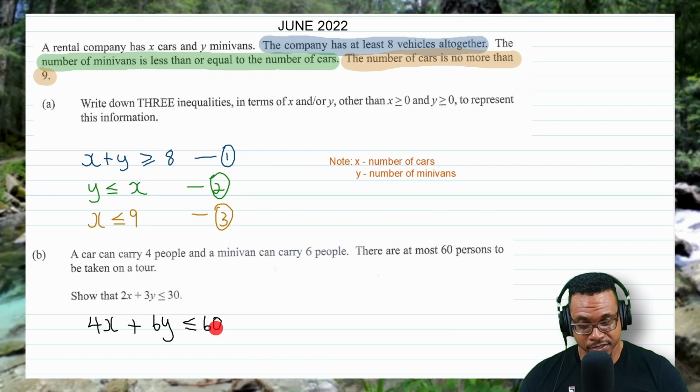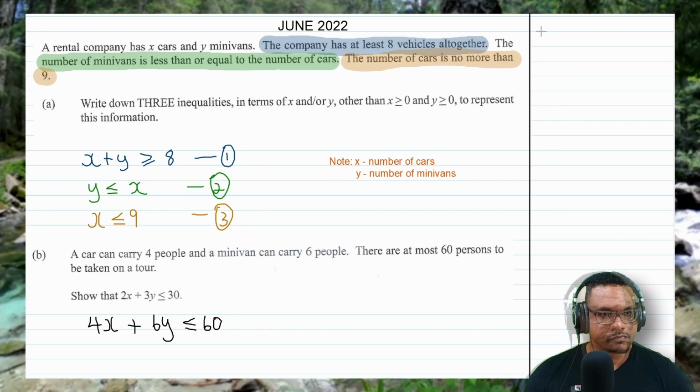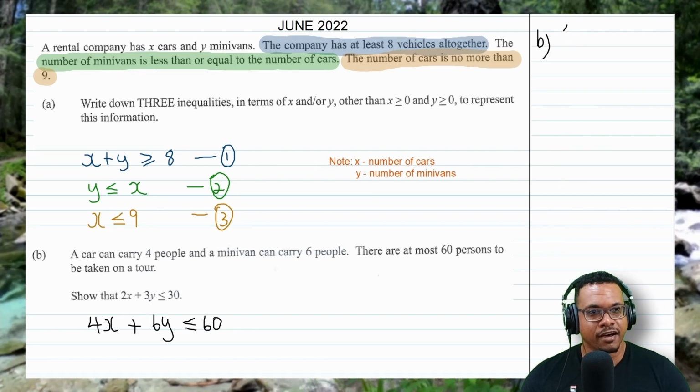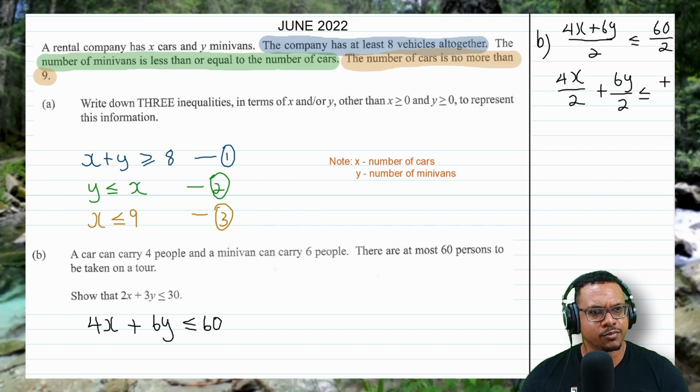All these numbers are divisible by 2. So if you divide 4 by 2, you're going to get 2x, 6 by 2, you're going to get 3y, and 60 by 2, you're going to get 30. So we just divide both sides of the inequality sign by 2. And I'll put that across here, where we have 4x plus 6y over 2 is less than or equal to 60 over 2. So that's 4x over 2 plus 6y over 2 is less than or equal to 60 over 2. So divide this by 2 and you're going to get 2x. Divide this by 2, you're going to get 3y. And divide 60 by 2 and you're going to get 30.